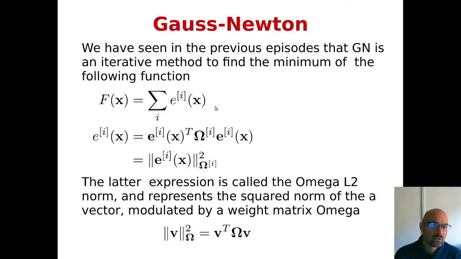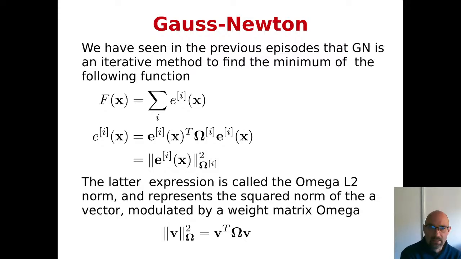Gauss-Newton finds the minimum of a set of error terms, where each error term is obtained by what we call the omega L2 norm of a vector. The omega L2 norm is defined in the following way: I have a vector V, and a symmetric positive definite or semi-positive definite matrix omega, and the norm is the vector transposed, multiplied by omega, multiplied by V. Clearly, if omega is the identity, we end up with what we call the L2 norm, which is just the squared Euclidean length of the vector.